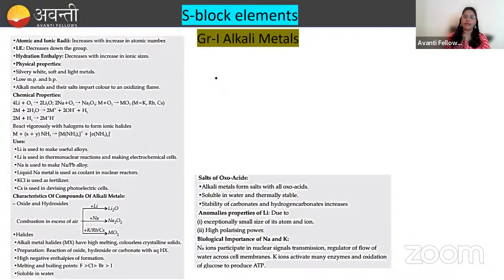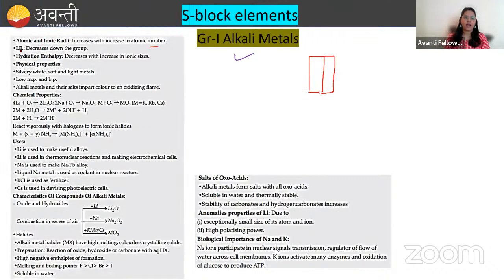In the S block elements, you know that there are two groups, group 1 and group 2. Group 1 elements are alkali metals and group 2 elements are alkaline earth metals. When we talk about the atomic and ionic radii of alkali metals, they increase as the atomic number increases from top to bottom. These are the alkali metals, to the extreme left of our periodic table: lithium, sodium, potassium, rubidium, cesium, francium.